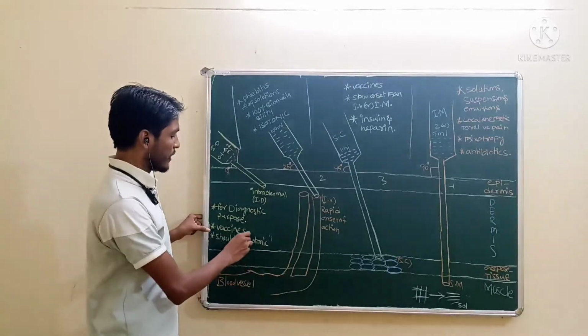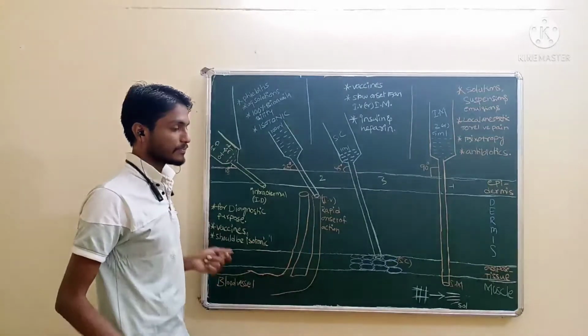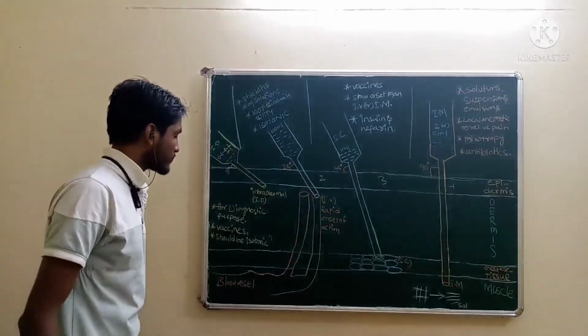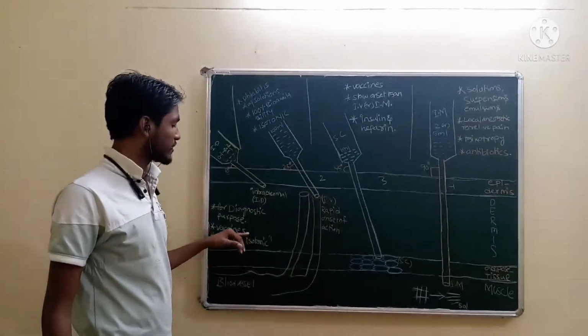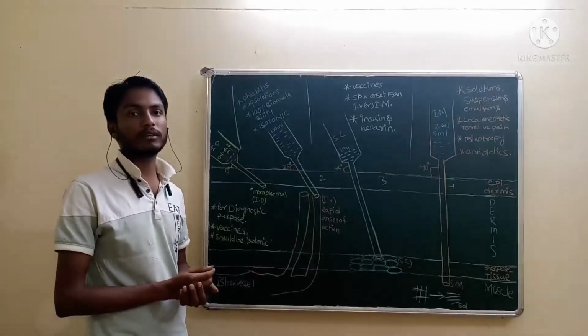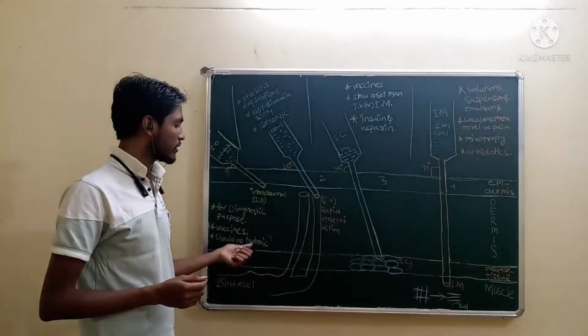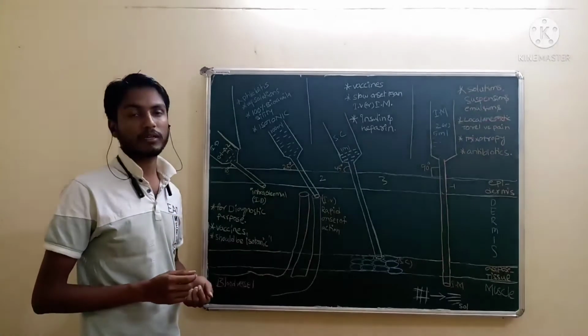Next, it should be isotonic. Why? Whatever we are using, some sensitivity test like the tuberculin test we are doing here, so the solution should be isotonic.